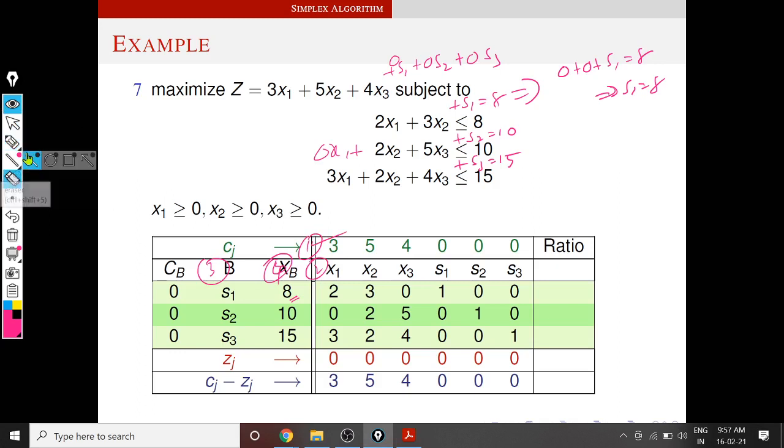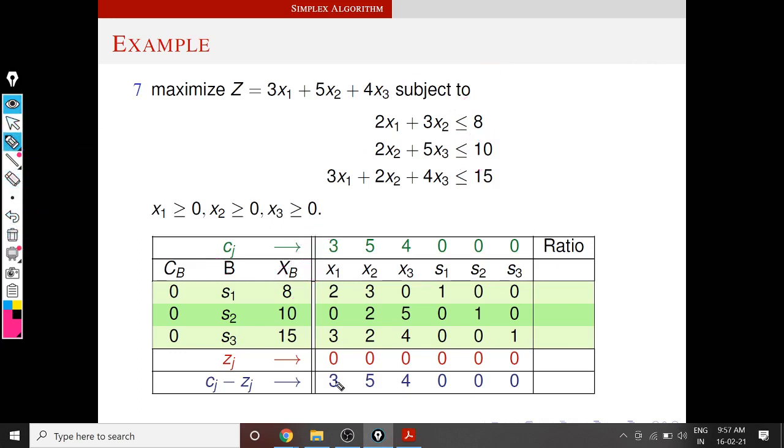Then what do we need next? Next we have to check the status: what is the sign of this cj minus zj. If all the cj minus zj's are less than or equal to 0, then it is optimum. But that's not the case; not all of them are less than or equal to 0. Some entries are positive. That means further improvement is possible.